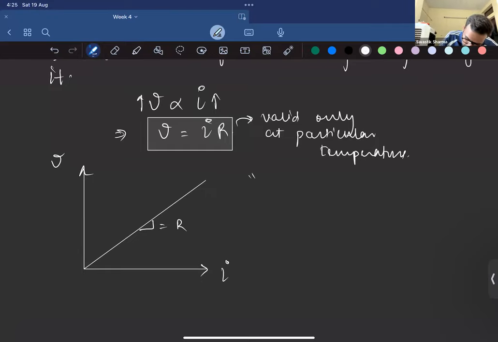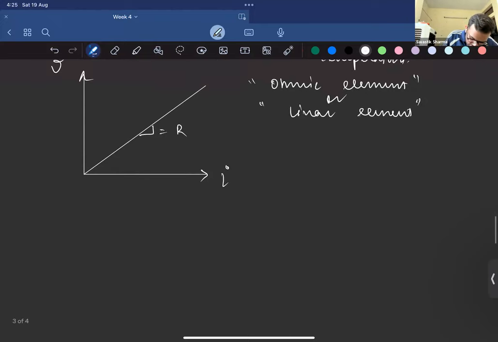So the element that follows this curve is called VI characteristics because it is a plot in the VI axis, right? So we call it a VI characteristic, right? So the one that obeys this characteristic, this proportionality, we call it an ohmic element. Or we can also call them linear elements because it's linear.